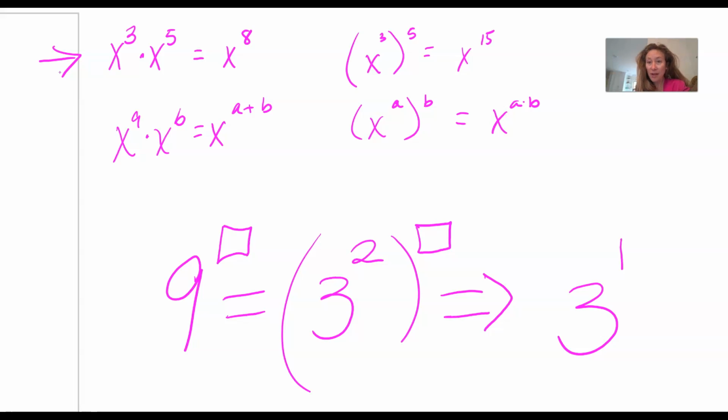When they're being multiplied and you see two bases, we want to add the exponents. So another way of writing that is with the formula, x to the a power times x to the b power equals x to the a plus b.